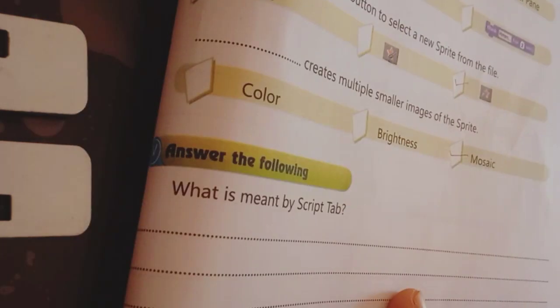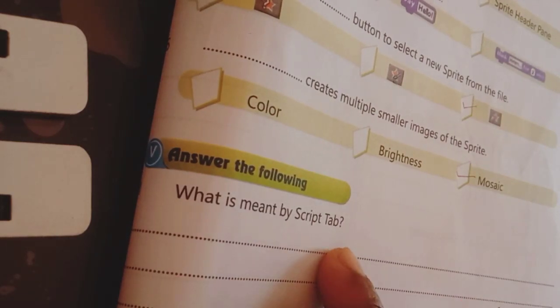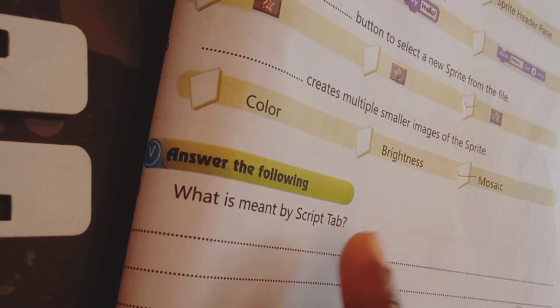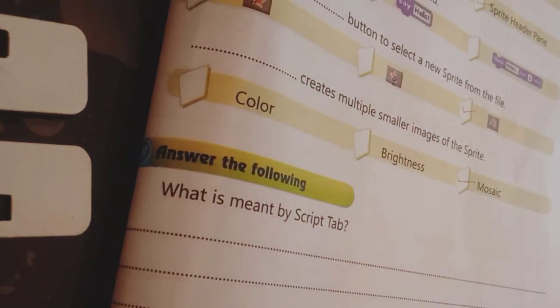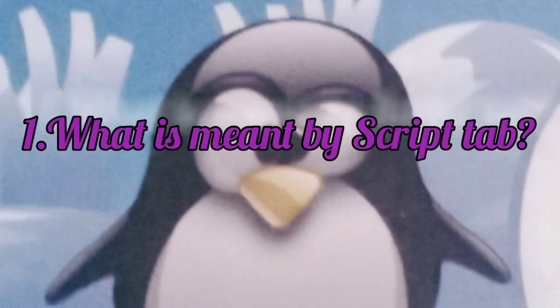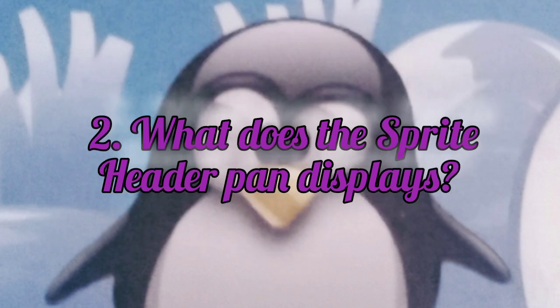Now question and answer. What is meant by script tab? What is script tab, children? It is used to see and edit the sprite costume, right? So write the answers now. Answer number 1. Script tab is used to see and edit sprite costume. By default, the cat sprite has 2 costumes. To switch between them, simply click on the thumbnail of the costume you want.